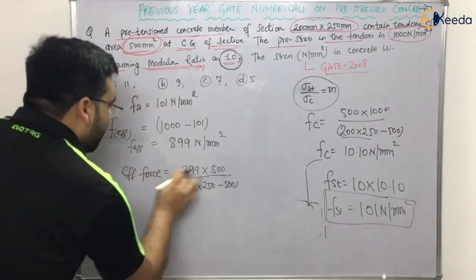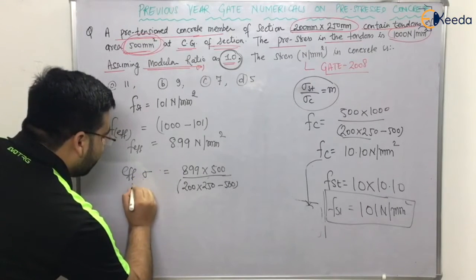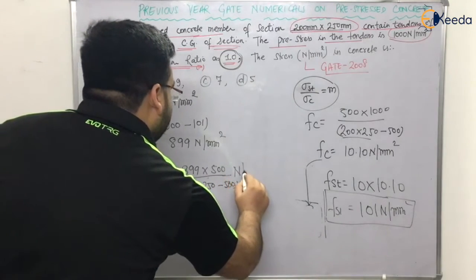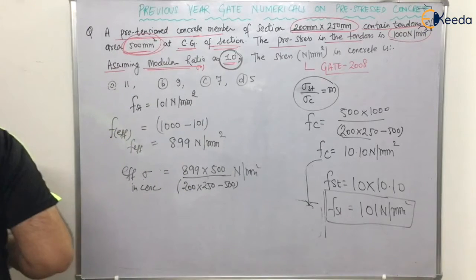This is the effective force and this is the effective stress in concrete. Let me write effective stress in concrete. So this is the answer, Newton per mm square. So let me calculate how much it is coming.